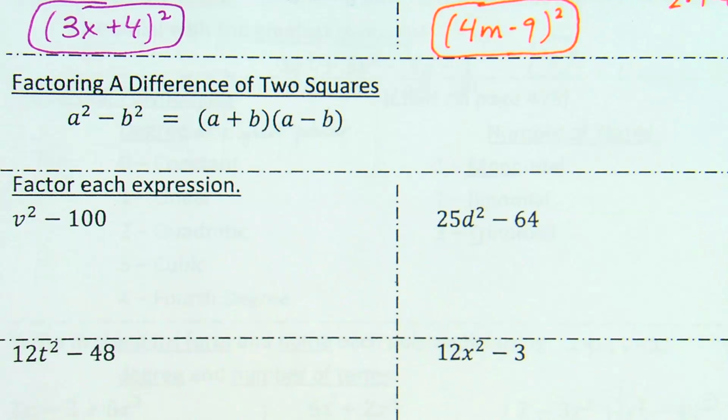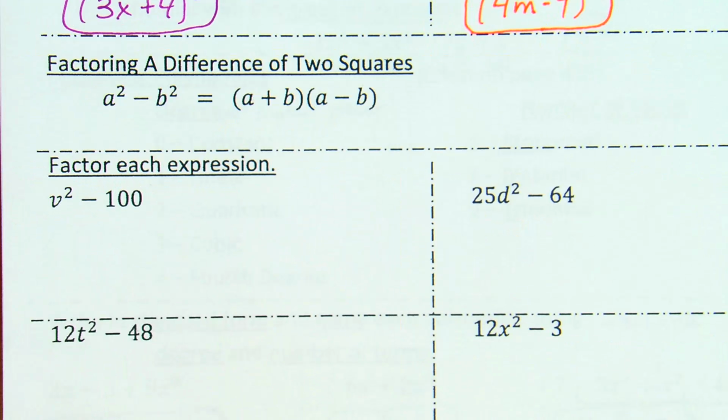So let's try v squared minus 100. Can you do the square root of 100? That's fine. Now, the square root of v squared. Can we do the square root of v squared? Yeah. V times v is v squared. So they're both perfect squares, and there's a minus sign. So guess what?